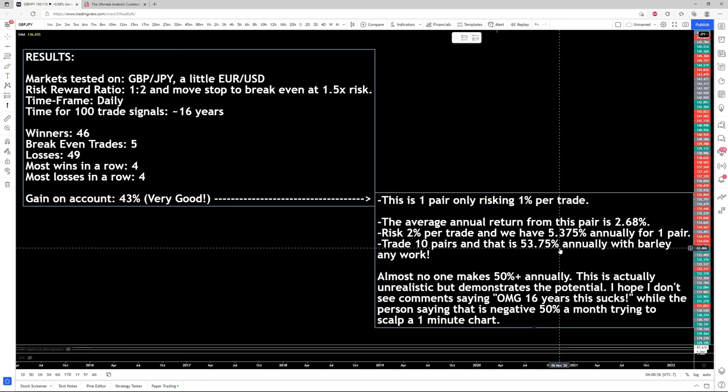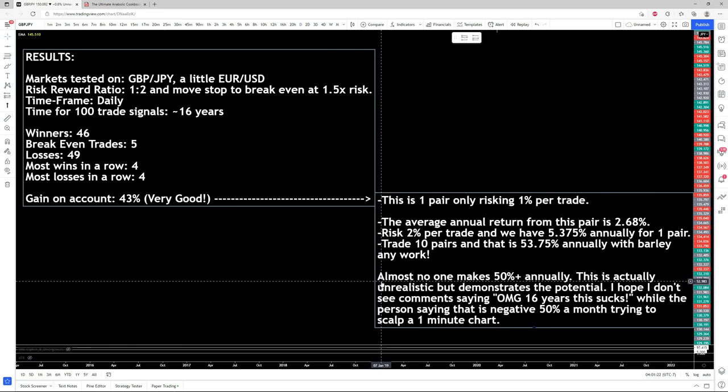So hopefully this puts it into perspective for you. If you're trading multiple pairs, the more the better, then you're going to have that annual gain on your account figure be much higher. So even on a daily time frame where you're barely putting in any work, it takes 10 minutes a day to scan for entries, you can still return a significant amount. And this is the most realistic way for most people to trade.